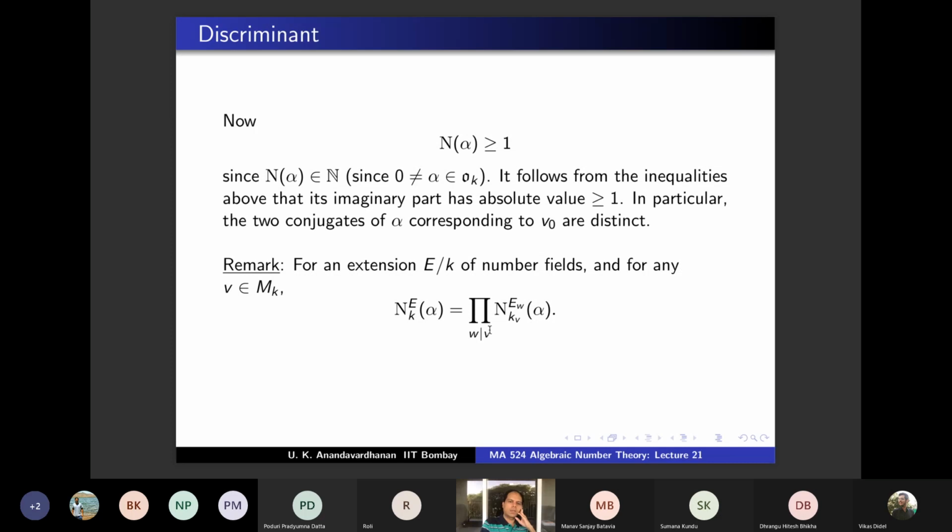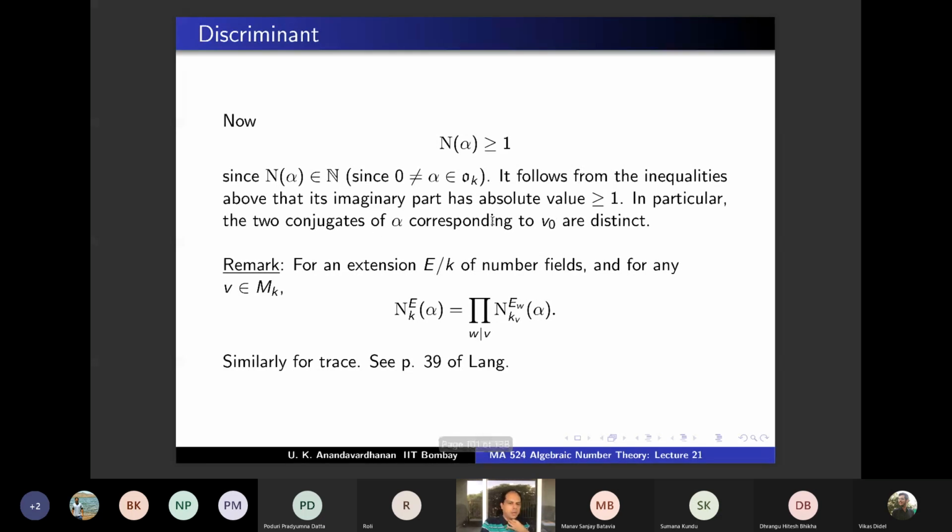Maybe we don't even need this. So I'm saying that the usual norm is related to the local norm. That's all that I'm saying. The usual norm is the same as the product of the local norms, but if you take a complex place, then it is exactly the complex norm. And from that only we concluded that the two conjugates are distinct.